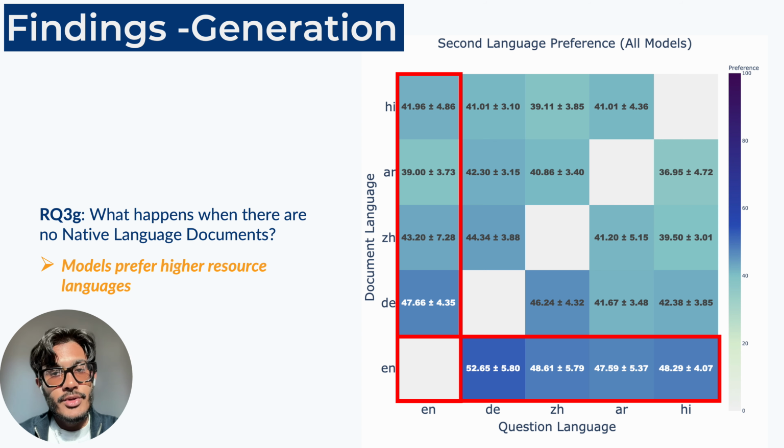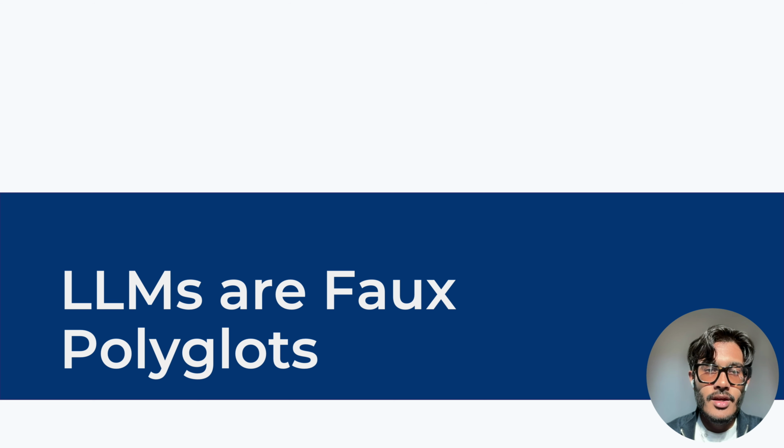Furthermore, we also found a troubling trend of English being the dominant foreign language, and a trend where higher resource languages such as English, German, and Chinese score higher than lower resource languages like Hindi and Arabic. We also analyzed the trends across different types of queries, which are presented in the paper. Overall, this leads to a troubling conclusion. LLMs are for polyglots.